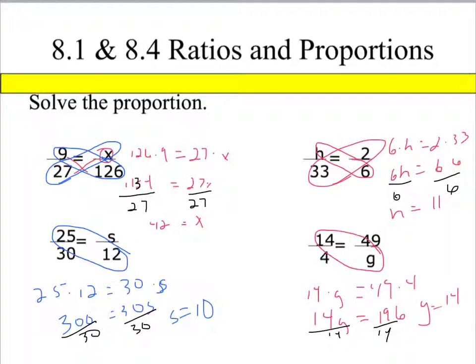Awesome. Proportions are two equal ratios. Cross multiply. Take the numerator of one and multiply it times the denominator of the other. Then go through your one-step equation and solve, and you'll come up with the correct answer.